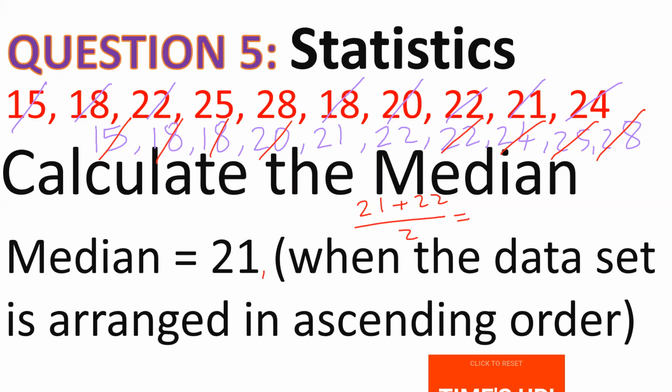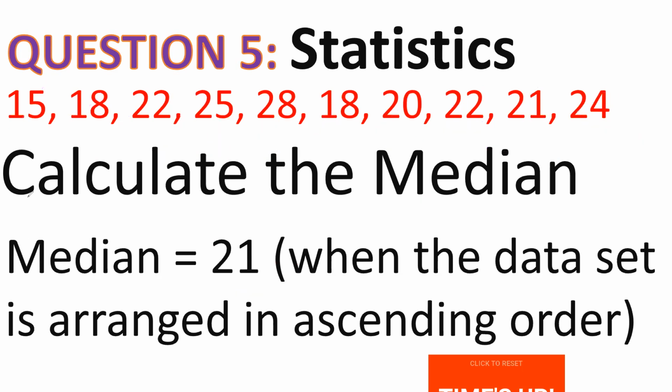So we can calculate 21 plus 22 over 2. If you have two numbers left, you can use this calculation: cancel all other numbers and then calculate these 2. If only one is left, it's easy. So 21.5. We can write 21.5 as our answer. So we have done this question. Another 10 points I hope you have.